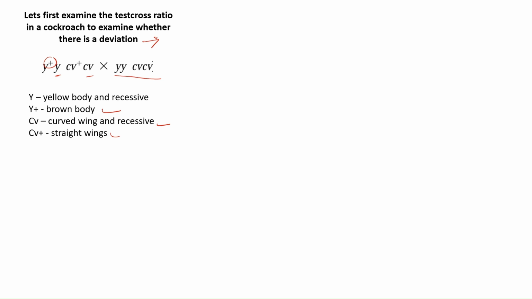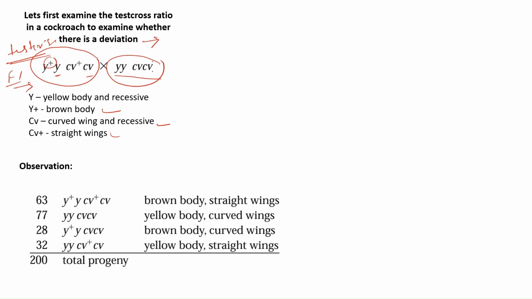So what we did was take a heterozygote parent and cross it with a homozygous recessive parent. This is called a test cross, when one parent is recessive and the other parent is a heterozygote, that is, the offspring of the F1 progeny. So we call it a test cross. This is one parent. Now, the observation we obtained is this one.